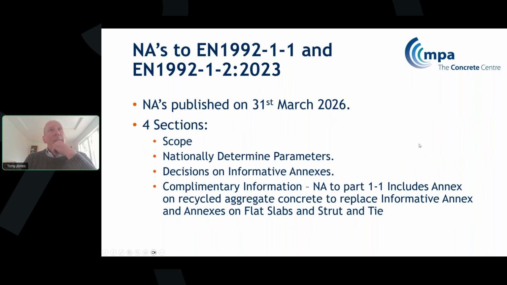So National Annex, they were all published at the end of last month. Sorry, 1st of March, month before. They follow the standard process of 4 sections: scope, the nationally determined parameters, decision on the informative annex, and the complementary information. To Part 1, we include an annex on recycled aggregates, and the main purpose of that is not to change what's in the annex in the Eurocode. It's just to align the terminology with what's in BS 8500.